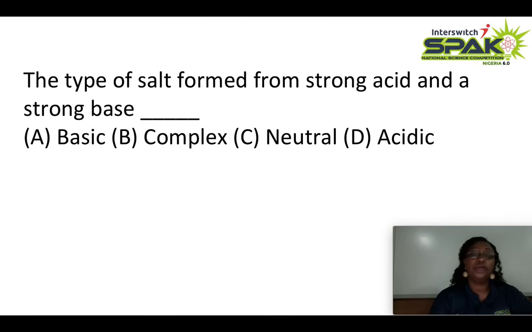The type of salt formed from a strong acid and a strong base is called dash. The answer is neutral. When a strong acid and a strong base react, the salt formed is called neutral or normal salt. But when you have a strong acid and a weak base, then it becomes acidic. Then when you have a weak acid and a strong base, then it becomes basic.